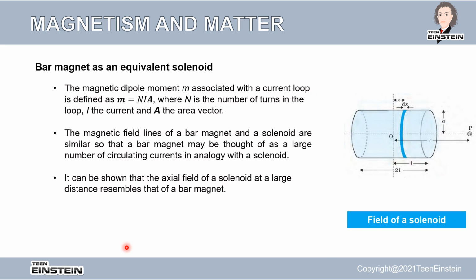Okay. Next one is the bar magnet as an equivalent solenoid. We already talked about how a bar magnet and a solenoid produce similar magnetic fields. Now we are going to derive how a bar magnet acts as an equivalent solenoid.